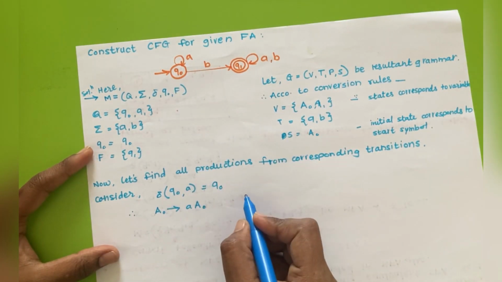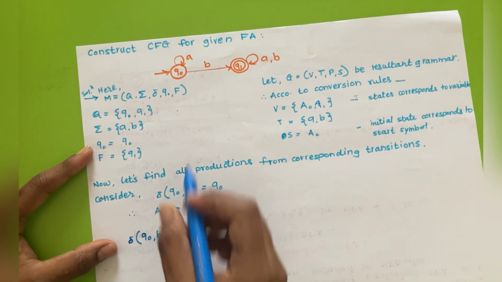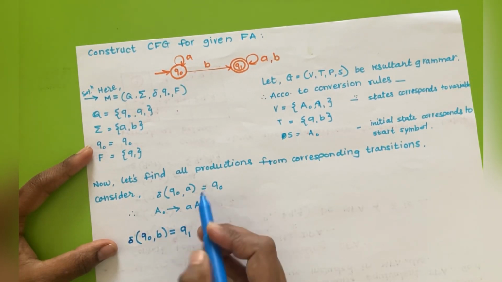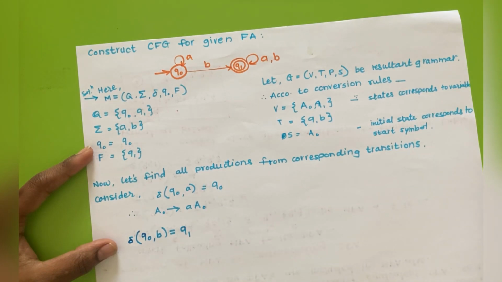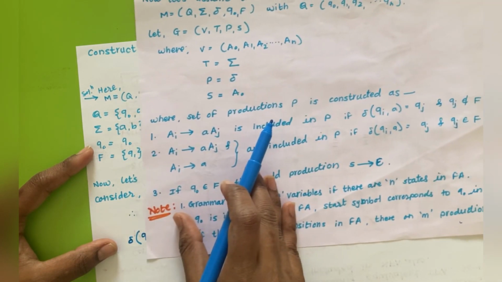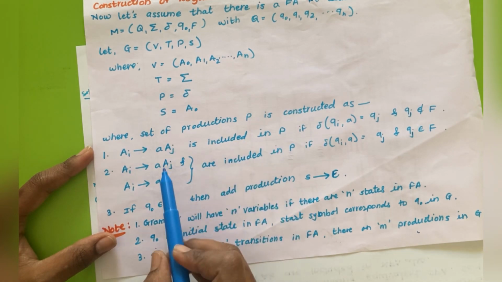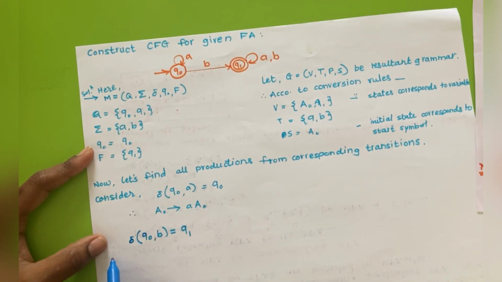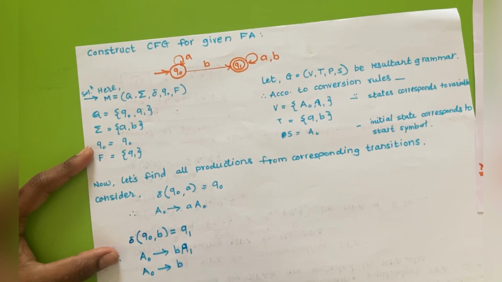Now the next transition is delta of Q0, b is equal to Q1, and now Q1 belongs to F. That's why I have to add two productions following the second rule. According to the second rule, if the output state is a final state, then we have to add these two productions. So how can I write this? Instead of Q0 I'll write A0 tends to b A1, and A0 tends to simply b.